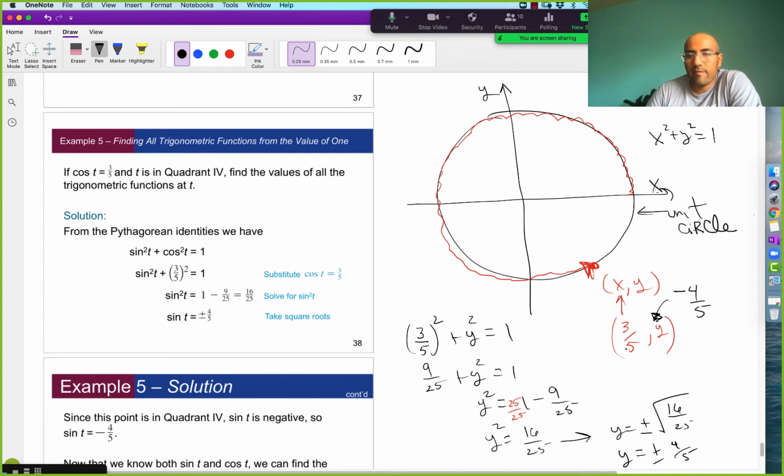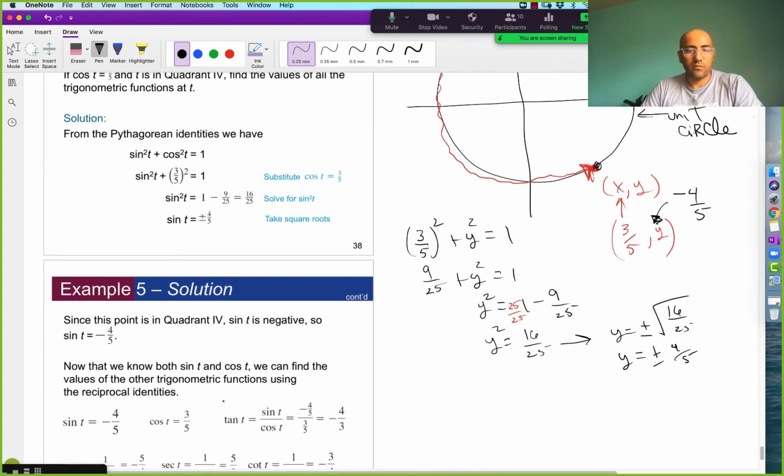And now that I have my x and y coordinate, that's the terminal point associated with an unknown t-value. Right? This is the t-value that takes you from there all the way around to there. Now I can find that cosine of t must be this, sine of t must be this, tangent of t must be this one divided by that one. Good, so we can find them all that way.